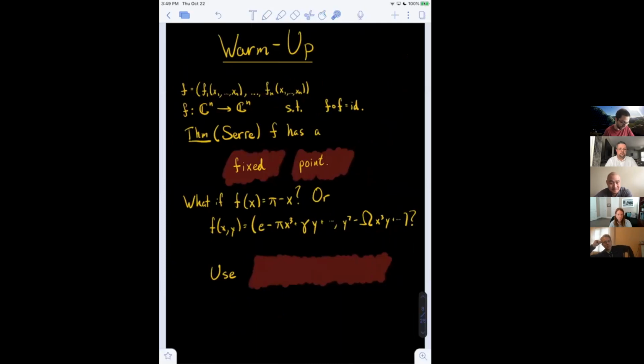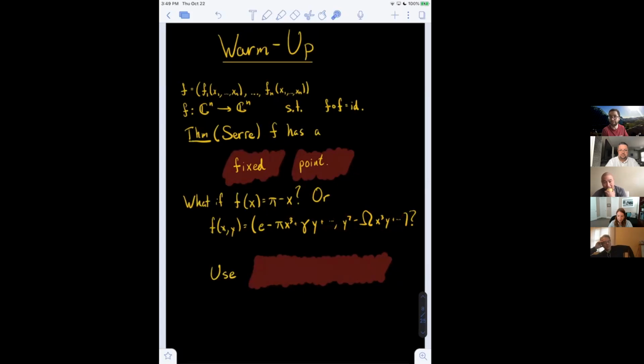So here I gave you an example. What if f of x is like pi minus x? You can't reduce that mod 5, right? What is pi mod 5? Or here I wrote, what if f of x is e minus pi times x cubed plus the Euler-Mascheroni constant times gamma plus some other stuff, and then y to the 7th minus Chaitin's constant times x cubed times y plus blah, blah, blah. So you could have a polynomial like this. There's nothing stopping it from being an involution.